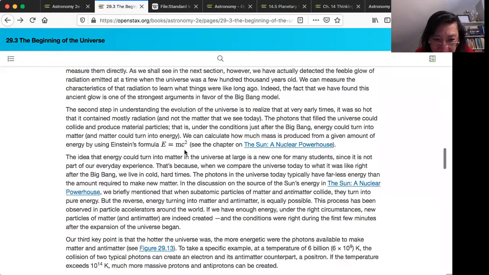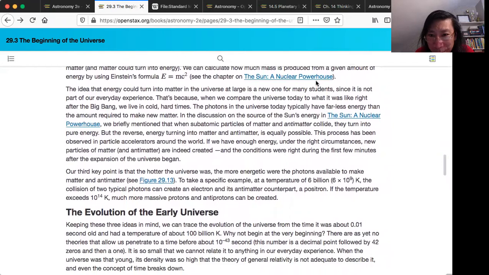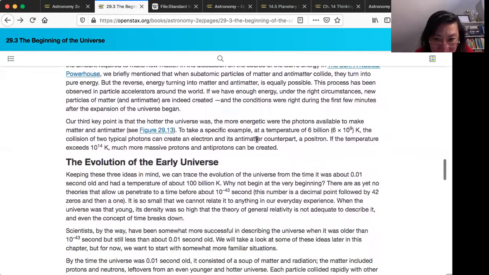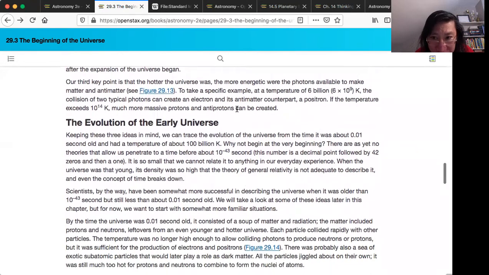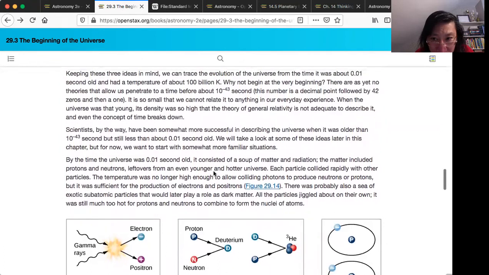E equals mc squared. They talk about the energy and how things change. Oh, the sun, a nuclear powerhouse. Yeah, if you didn't know this already, the sun actually does some nuclear stuff too. And we'll be getting to that, like I said, in upcoming lectures, but this is cool, right? At a temperature of 6 billion Kelvin, 2 photons colliding will create an electron and a positron. And then if it exceeds even more than that, you can make protons and antiprotons. But see how the universe continues to go forward, and it has a temperature of about 100 billion Kelvin at about 100th of a second.